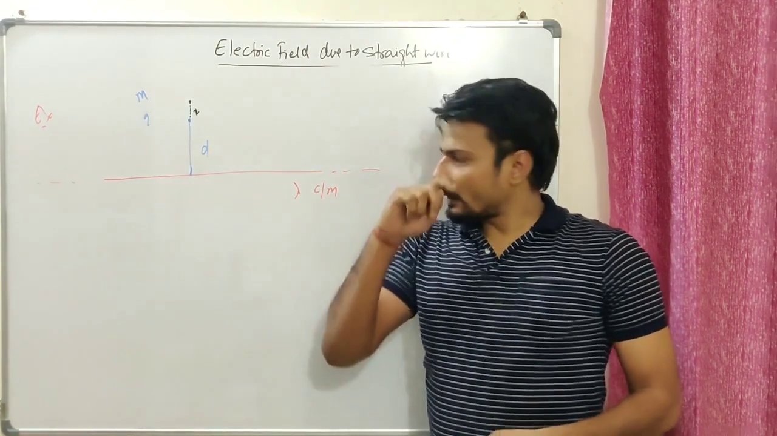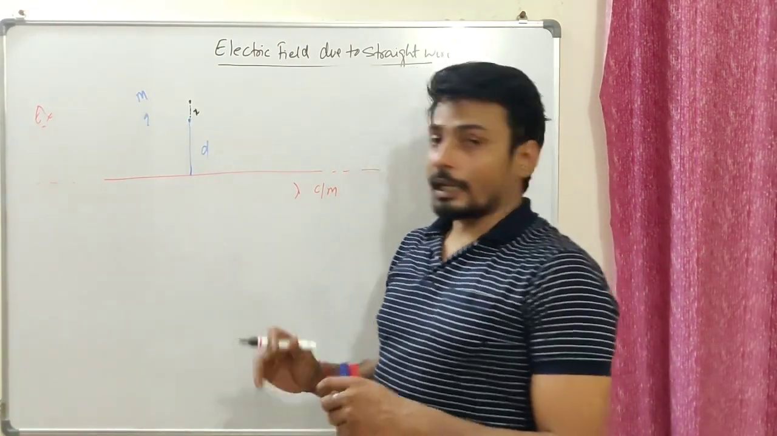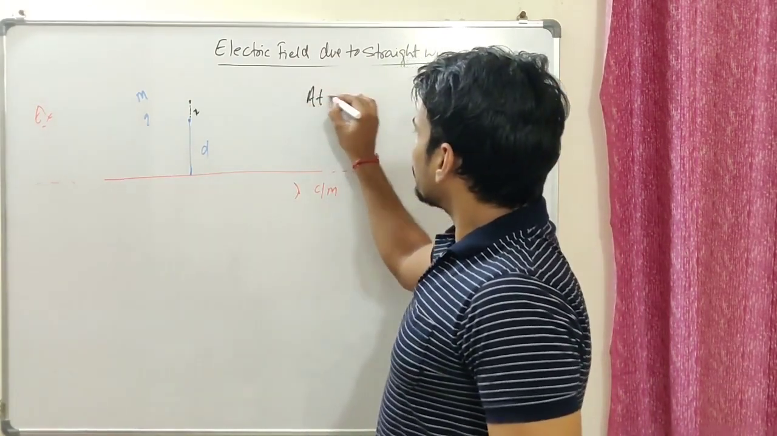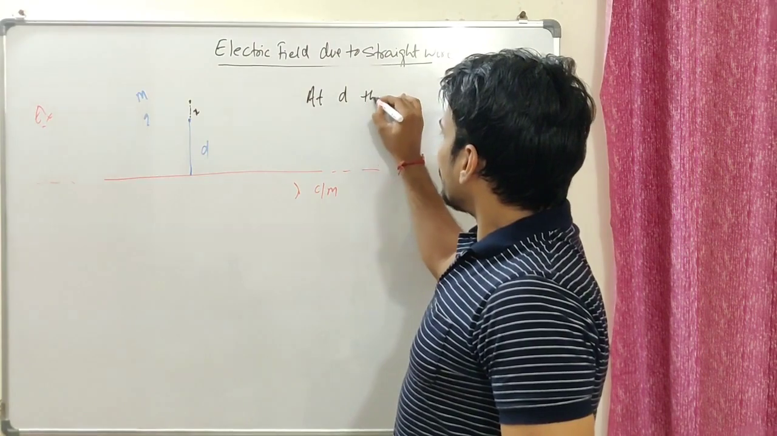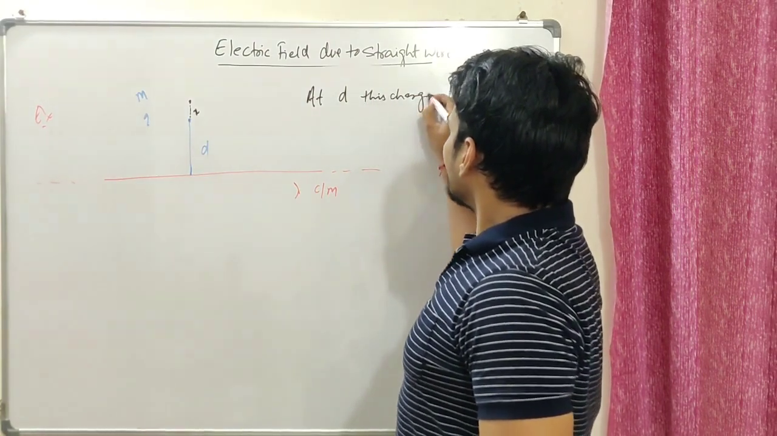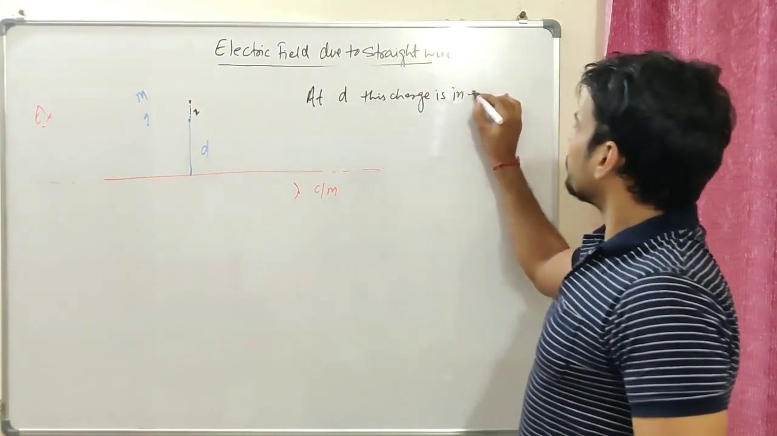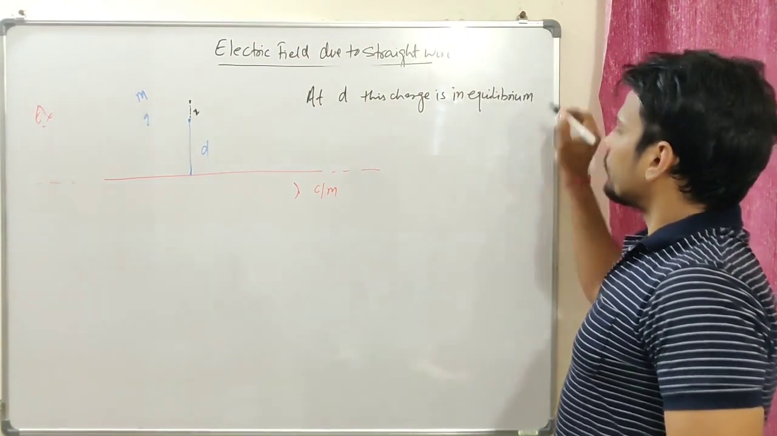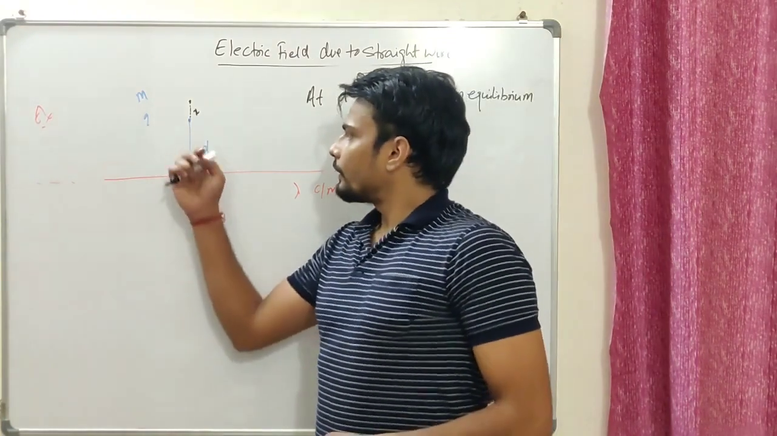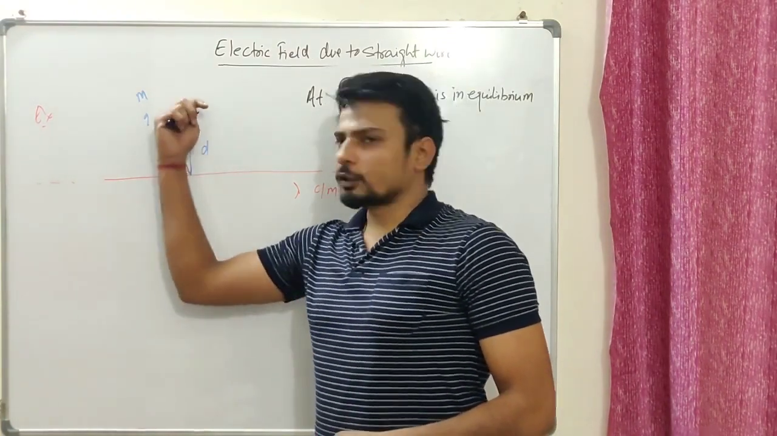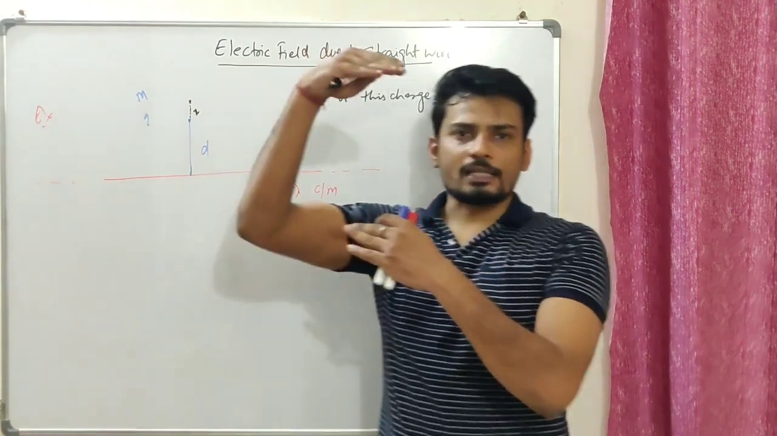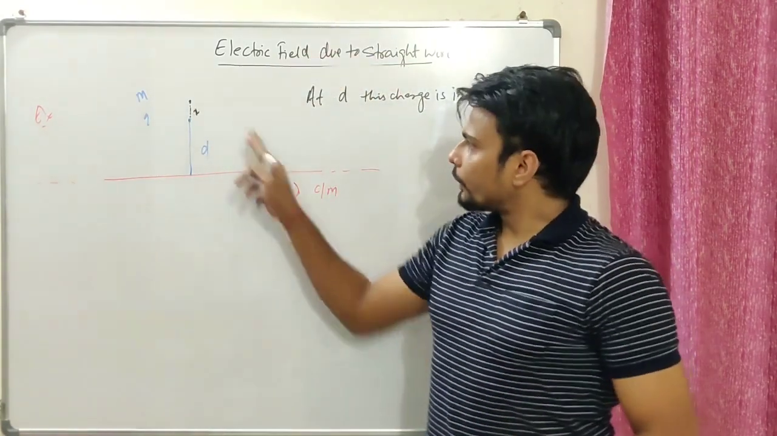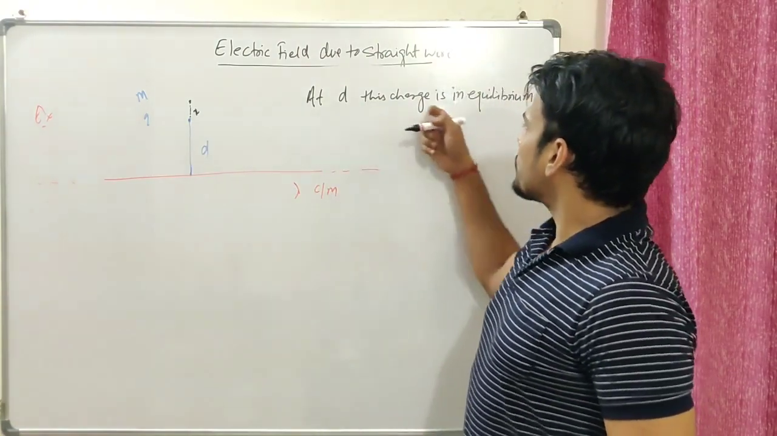Let's understand what happens over here. It is very important to make it clear that at D this charge is in equilibrium. That is very important to mention over here. Equilibrium means at this point, the field force will be upward and the force of gravity will be pulling it down, and it's balanced. It's not falling down or going up. So at this point, at D, this charge is in equilibrium.